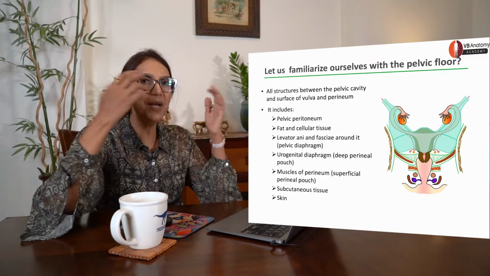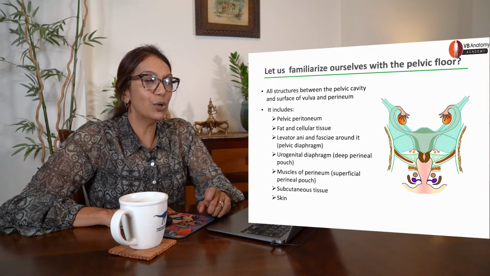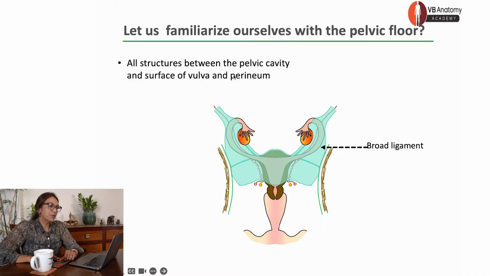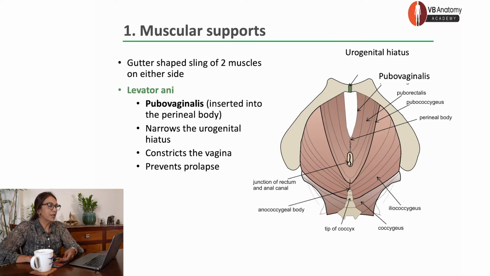We need everybody coming in to support. Okay, everybody is going to play a role here. It's not only ligaments directly supporting the uterus. All structures between pelvic cavity and the surface of vulva and perineum will support. Okay, so Mackenrodt's, levator ani, urogenital diaphragm, superficial perineal pouch, everybody is going to do supporting. So let's talk about muscular supports first.